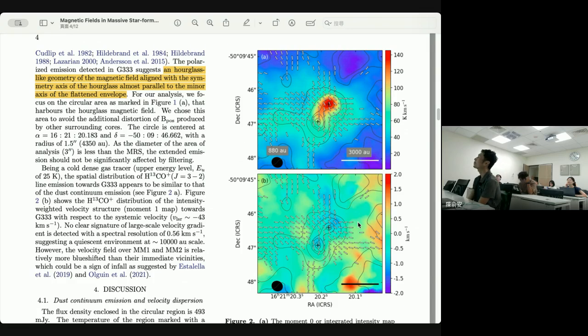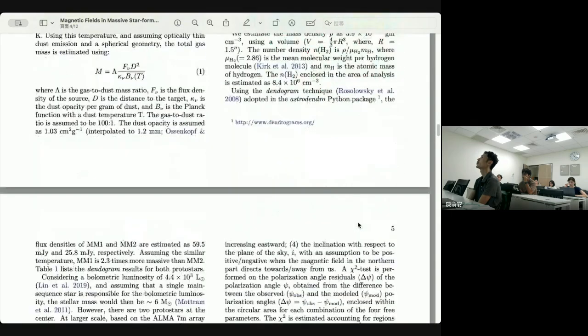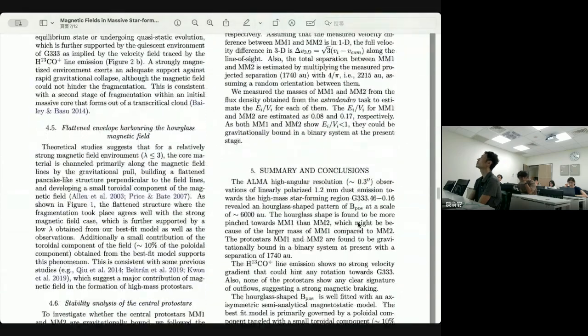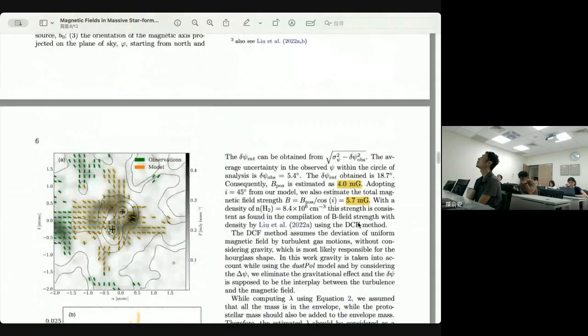Okay, so I guess my question is why is there a difference between model and data in MM1 but not MM2? Oh, because MM1 is much more massive than the other. How much? They also calculate the mass of these two regions. Let me check.